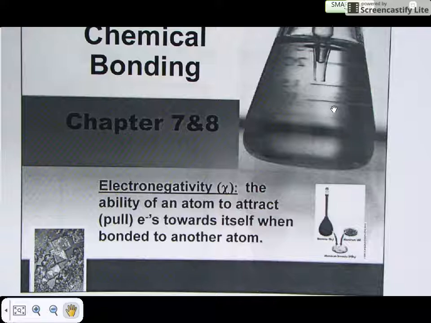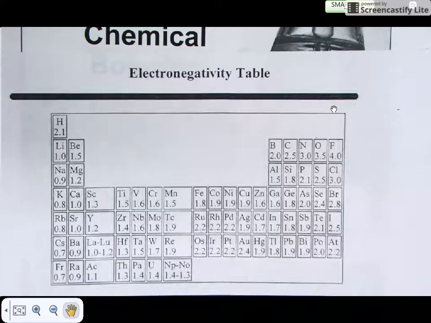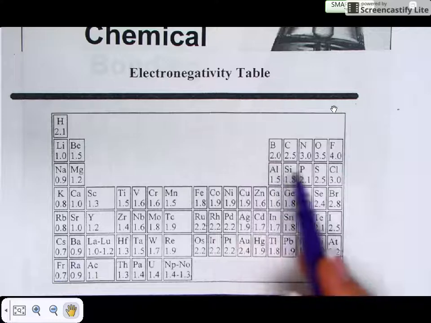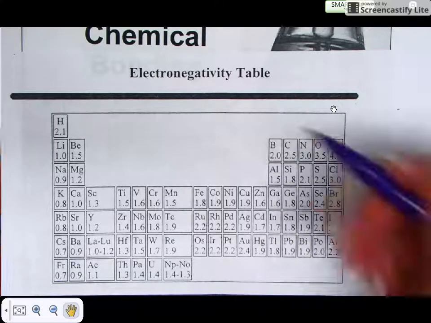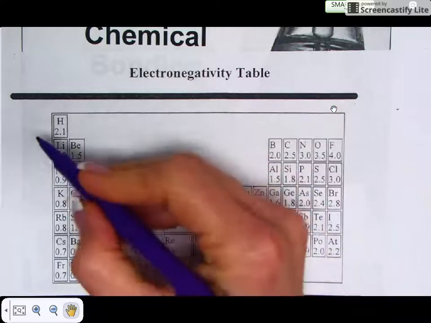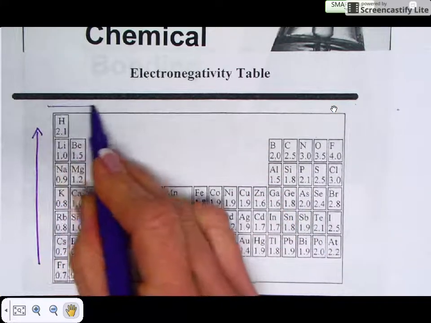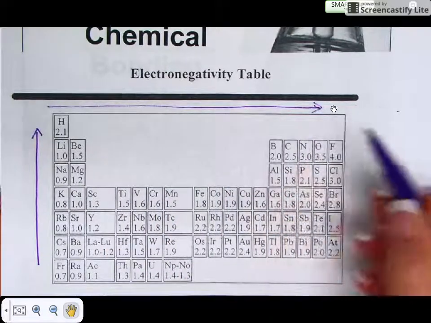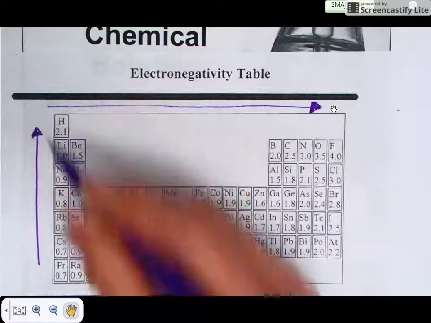In class, I will give each of you an electronegativity table. It will look like this, and it will have the actual values for all the electronegativities of the atoms on the periodic table. Remember, we learned in Chapter 5-6 that the trend for electronegativities, as we go up and across the periodic table, is that electronegativities tend to increase. And you see that happening here.